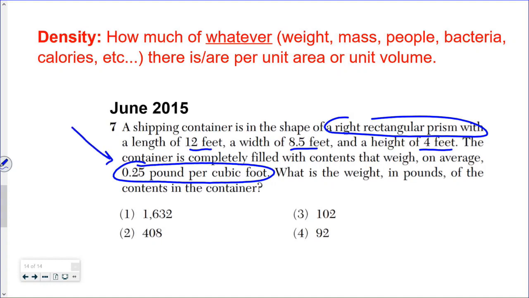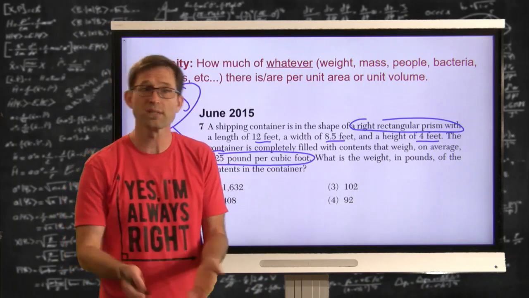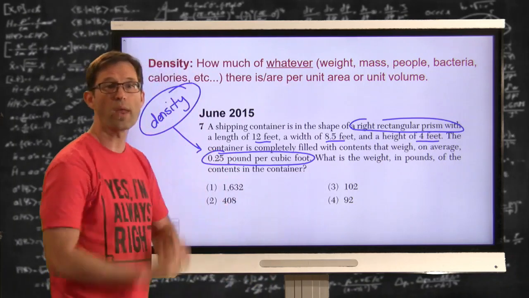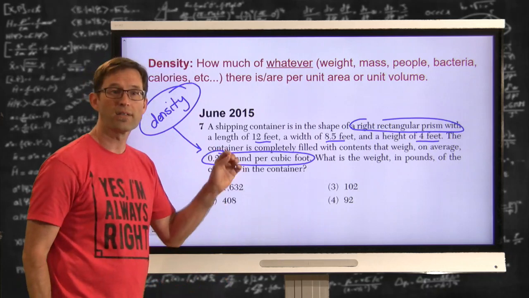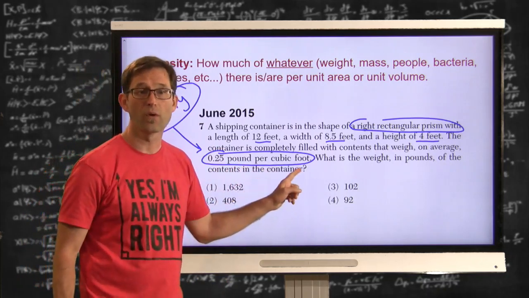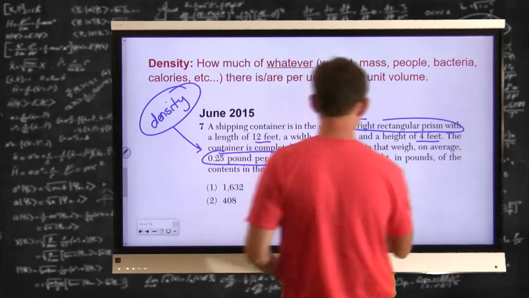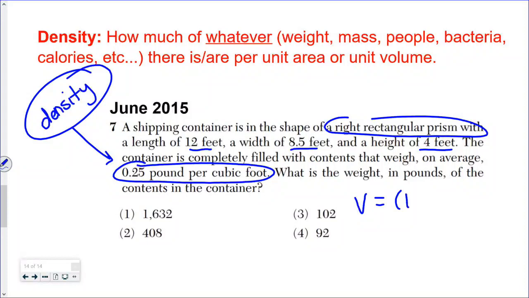Every cubic foot is going to give us another 0.25 pounds. That is a density. Technically, it's called a weight density or a force density, but it's a density. What is the weight in pounds of the contents in the container? If it's 0.25 pounds per cubic foot, I need to know how many cubic feet I have. So the first thing I do is figure out the volume. That's going to be 12 times 8.5 times 4.